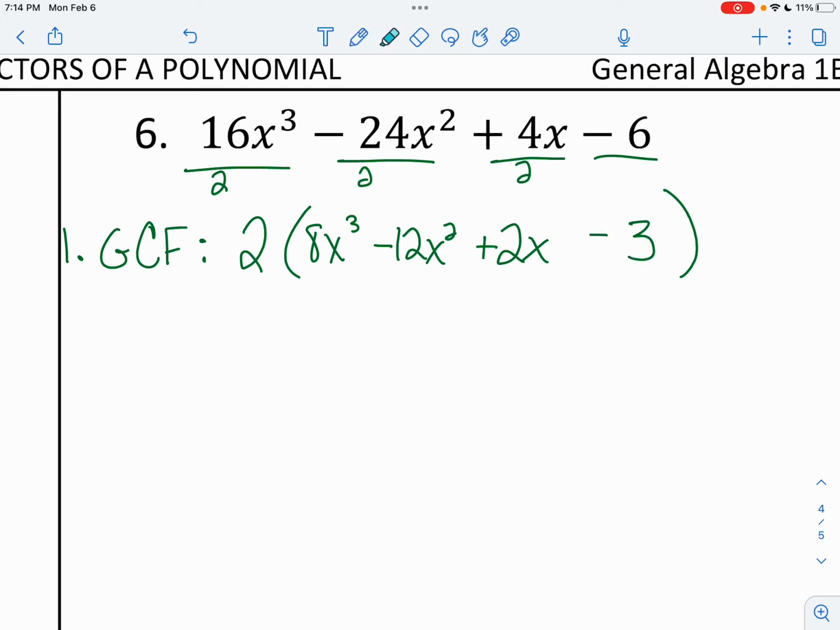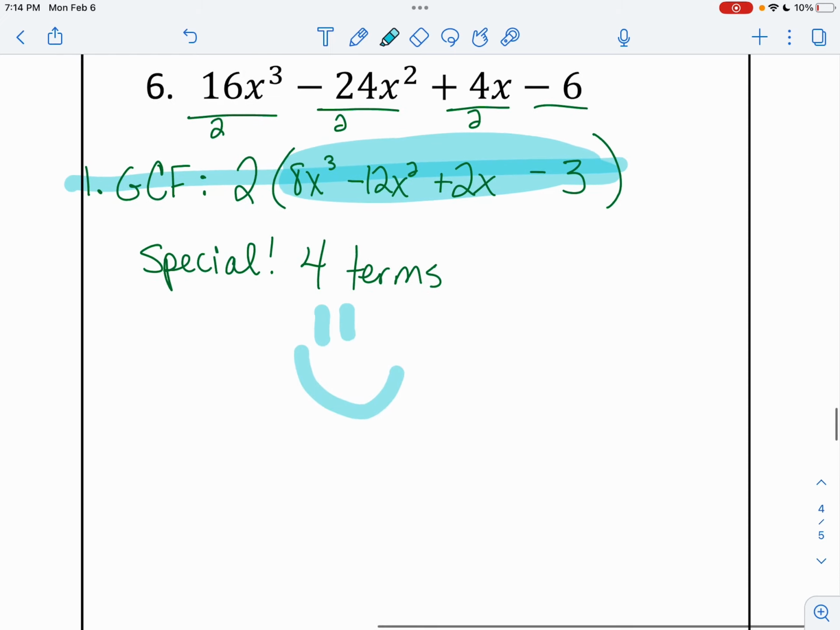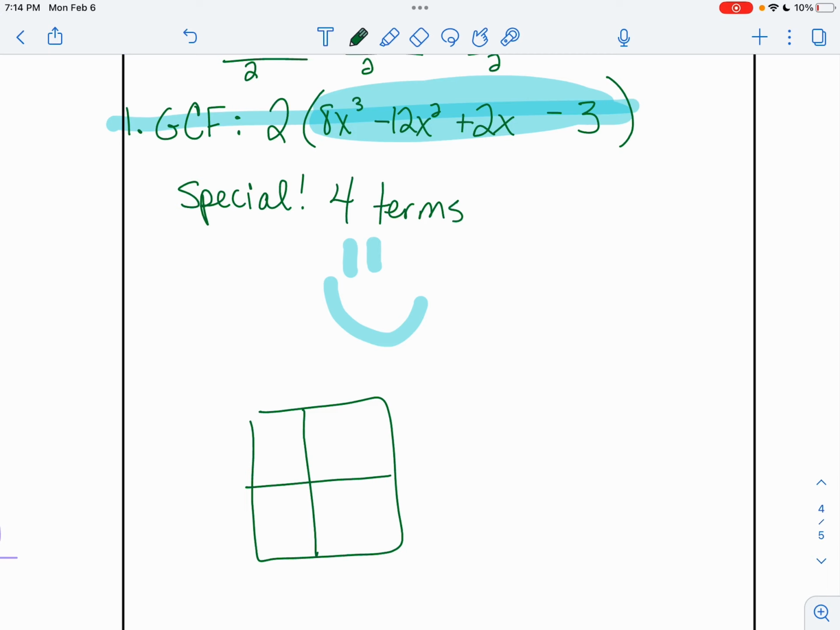Now something special to note about this one. Do you notice that this has 4 terms? I see that. Okay. They should be really happy when that happens. You know why? They go straight into the box. They don't have to do step 2 or step 3, which are some of the most miserable steps. Well, not step 2, but step 3 is miserable. So we go straight into the box.